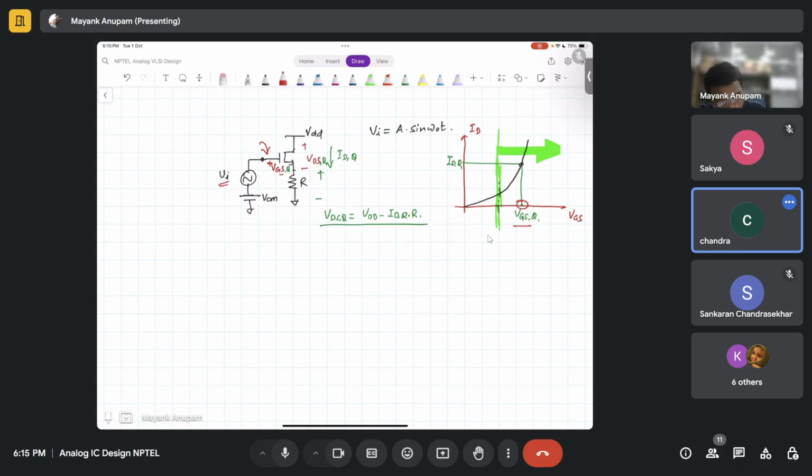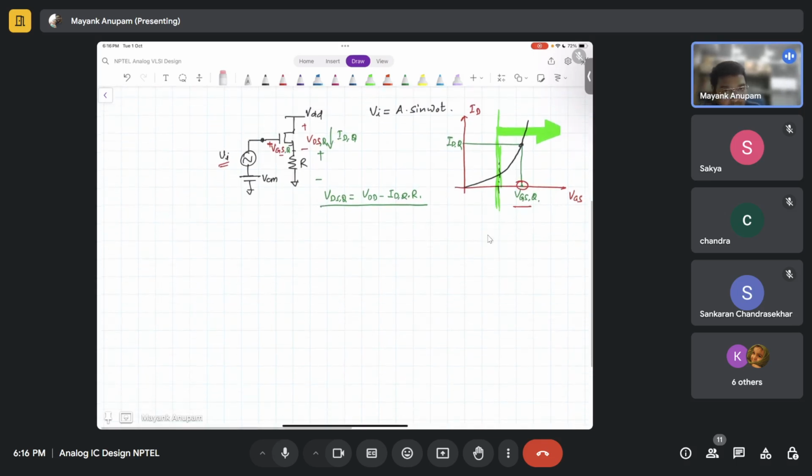Not even VGS. Sorry, the gate voltage here will be VG, that is VCM. VG will be VCM, right? So please notice that VGS is not equal to VCM in this case.